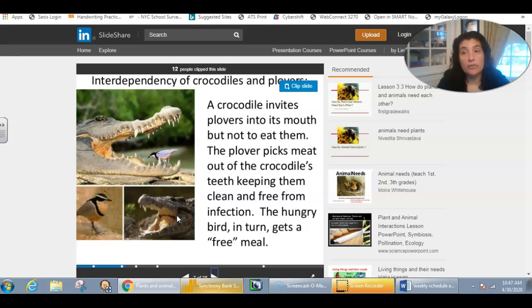The crocodile, I thought he was going to eat the bird. He didn't eat the bird. The crocodile didn't want to eat the bird. He wanted to keep his teeth clean. So the bird ate all the food out of the crocodile's teeth, and the bird got food, and the crocodile got his teeth cleaned. So they each got something. That's interdependent. One got something from the other.